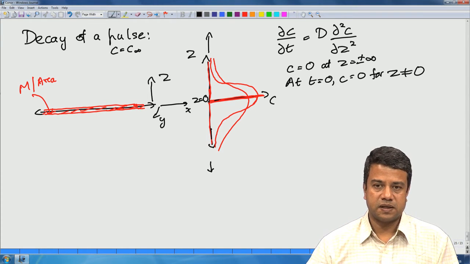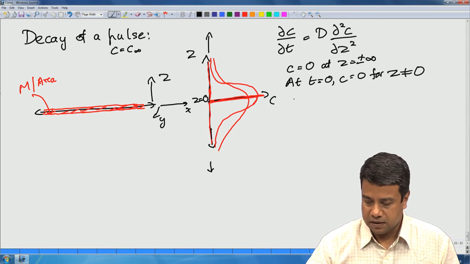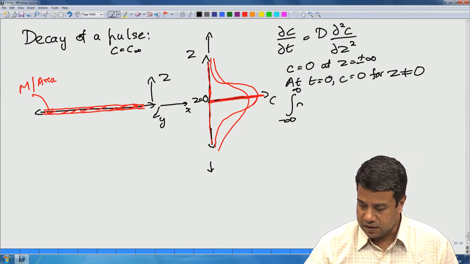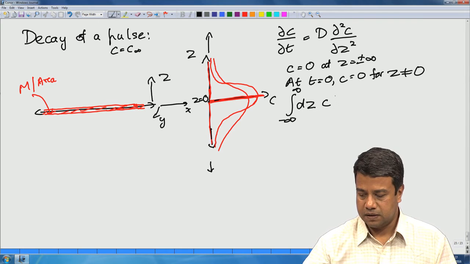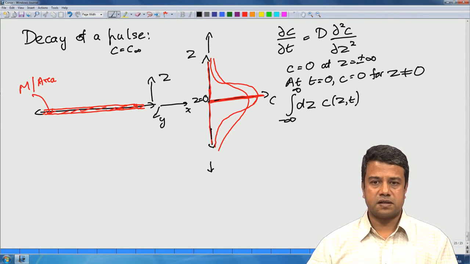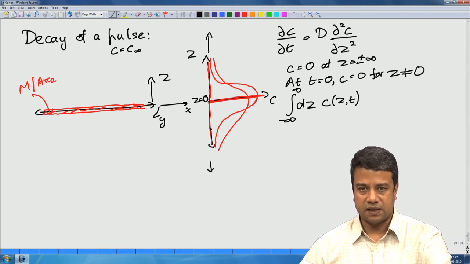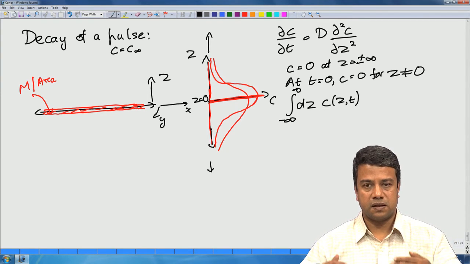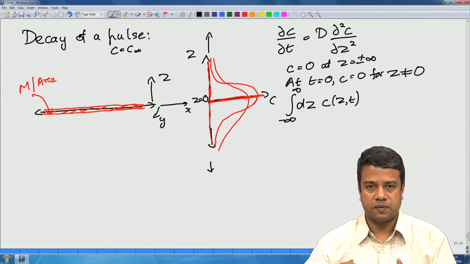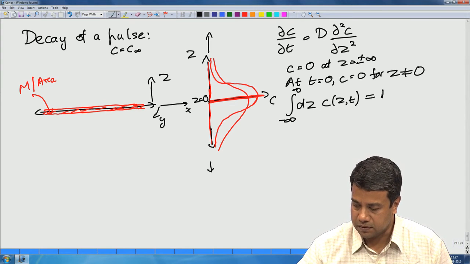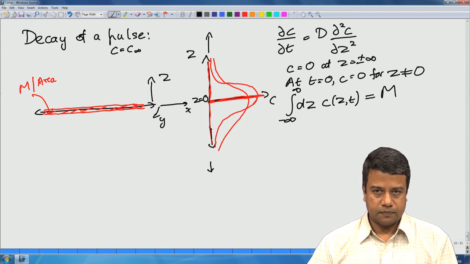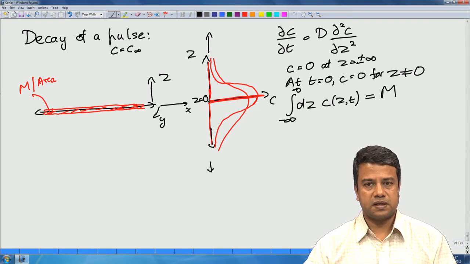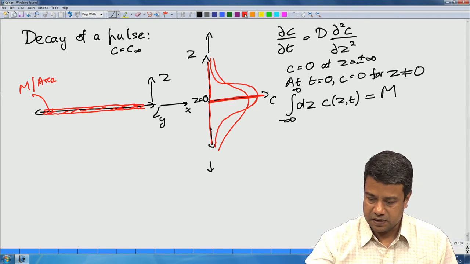The total mass has to be conserved. That is, if I take the integral from minus infinity to infinity, dz times C at any z and t, at any instant of time, I integrate the concentration over the entire z axis, this has to be equal to the total mass put in per unit area initially, which is equal to m. So, those are the three conditions that I have. In this particular case, since I have put in a pulse and it is diffusing in time, I have this integral condition.